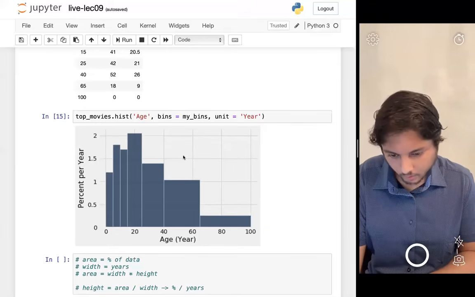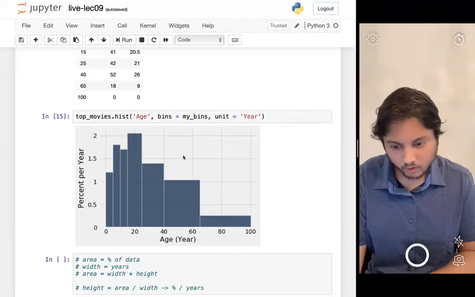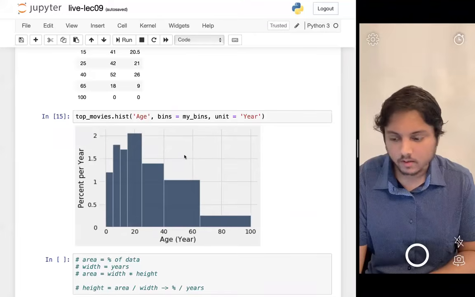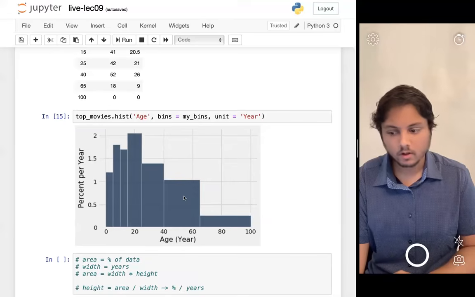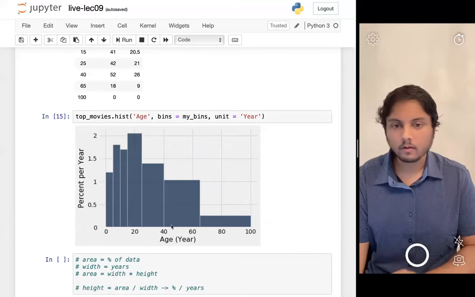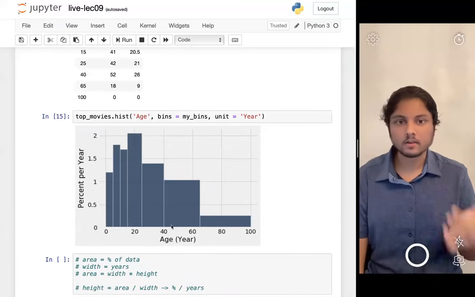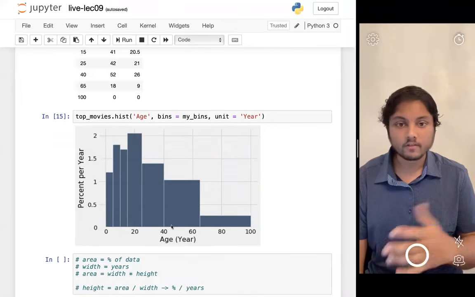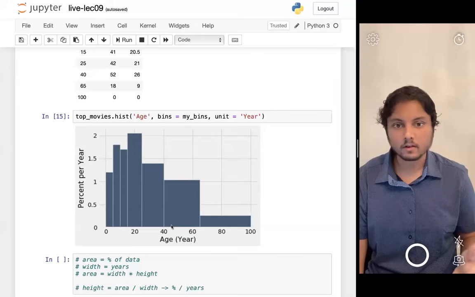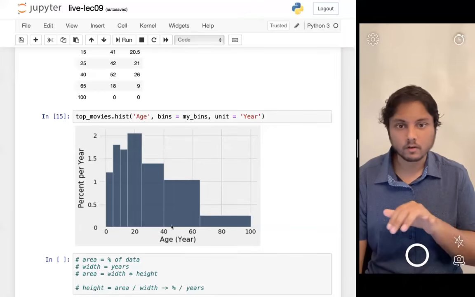So there's some confusion on the y-axis. Why are the numbers so small? Why aren't they actual percents? Again, we want the area in each bar to be a percentage, and we know that the width times the height needs to equal the area. The width is going to be in the units of whatever variable you're trying to understand the distribution of. It could be years, it could be seconds, it could be dollars. That's always going to be the units of the width.